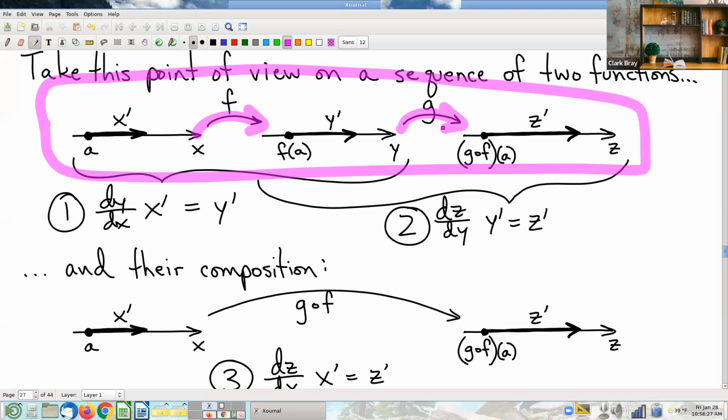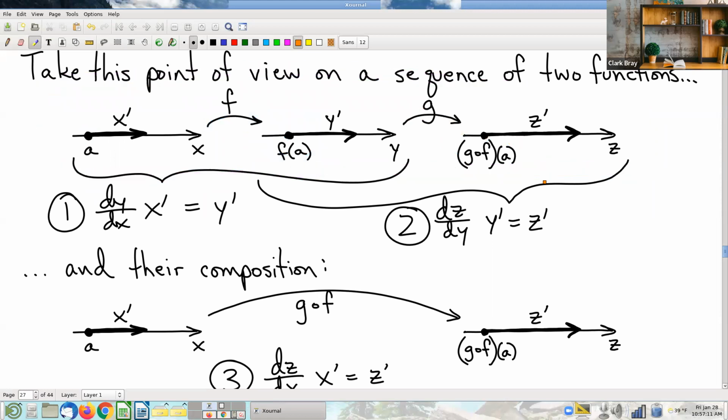All right, and we want to ask, what can I say about derivatives in this situation? And let's recognize, by the way, just for a moment, if a is the input, the starting value of x, well then f of a is the starting value for y, and then in fact g of that, so g of f of a, is the starting value for z. So we've got these three different points. They're on different axes, so of course they're different points, and they're related by the functions as indicated.